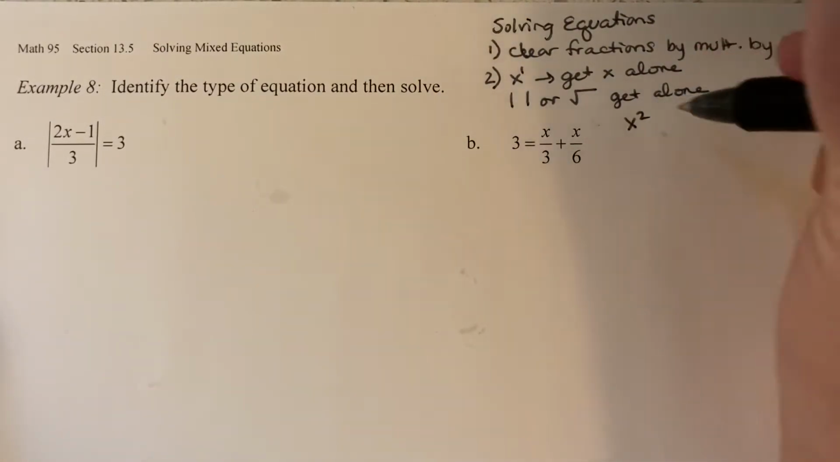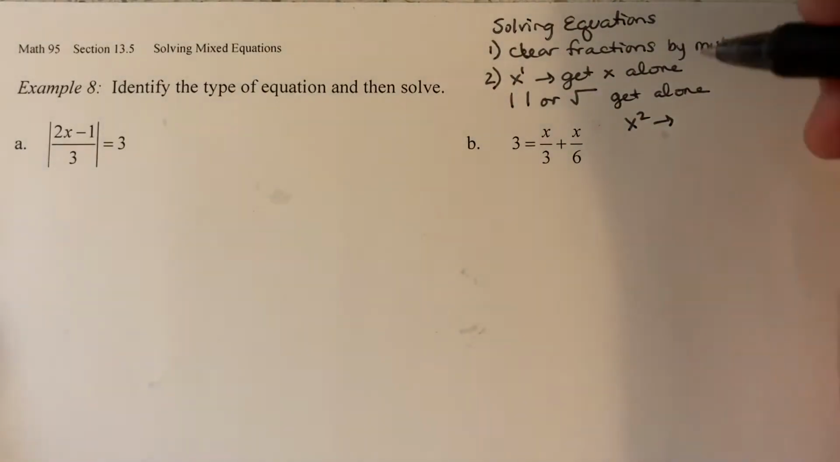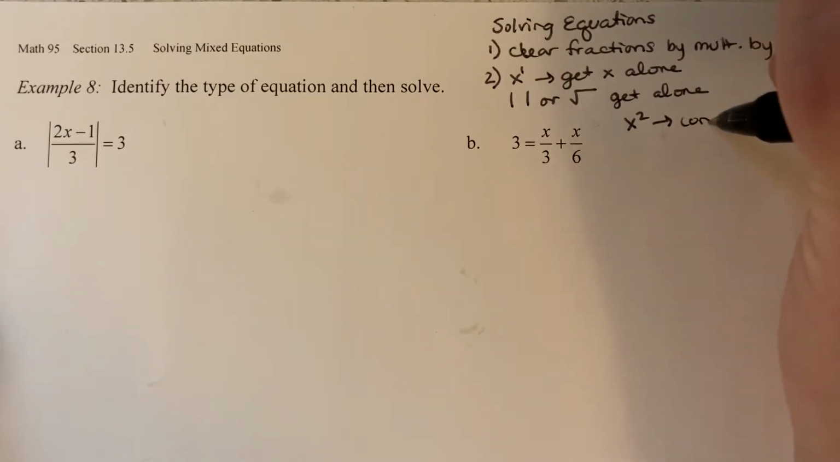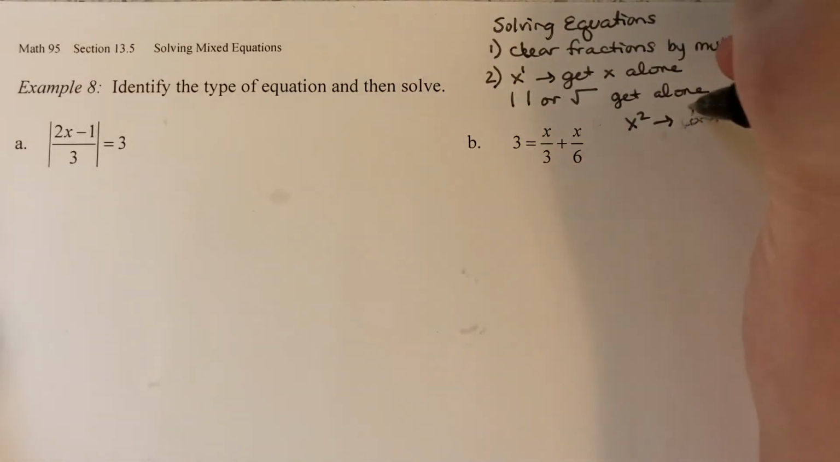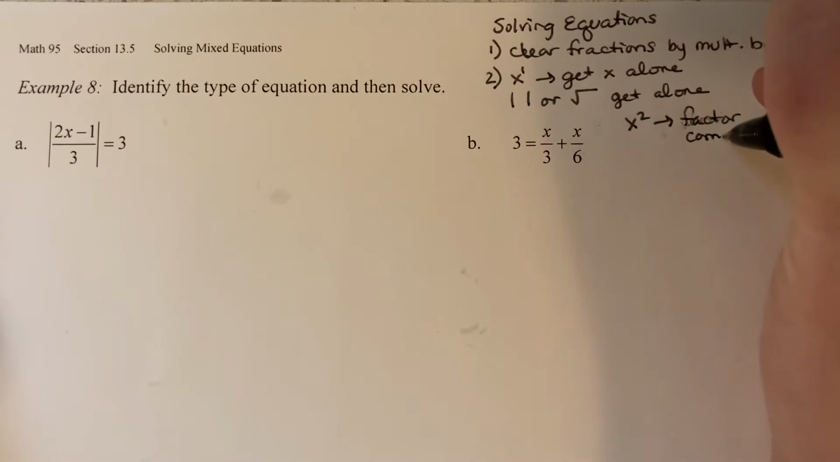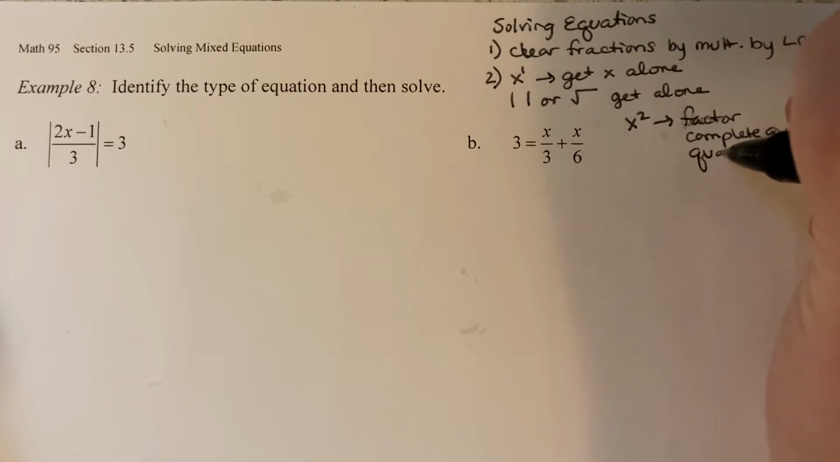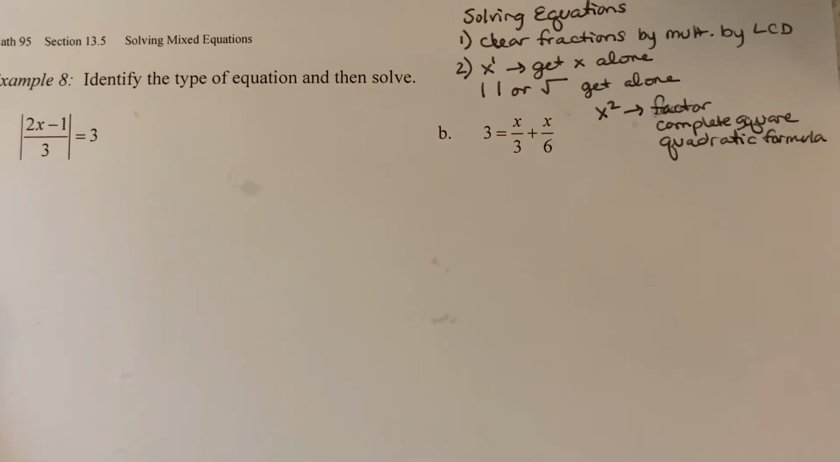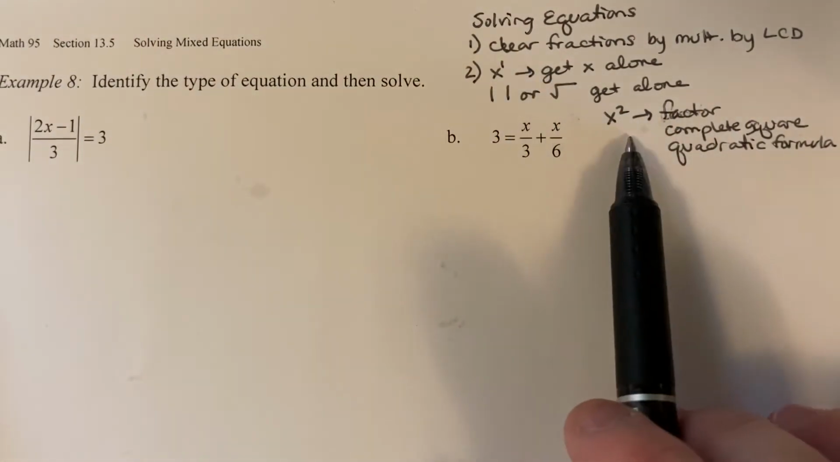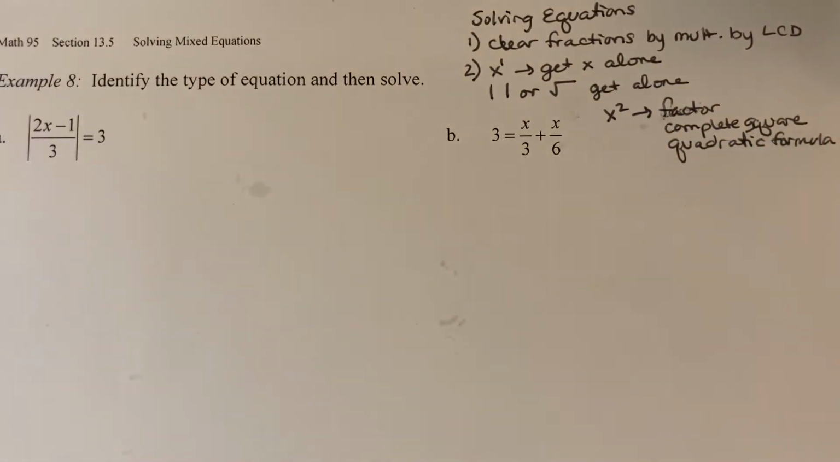But if it's an x squared equation after we get rid of the fractions, then we need to either use completing the square. Actually, we should first look for factoring, right? Factoring is definitely easier than completing the square. So we could factor, we could complete the square, we could use the quadratic formula. Really, if it's just x squared and there's no x term, we could use the square root property, but I'm going to call that under completing the square as well.